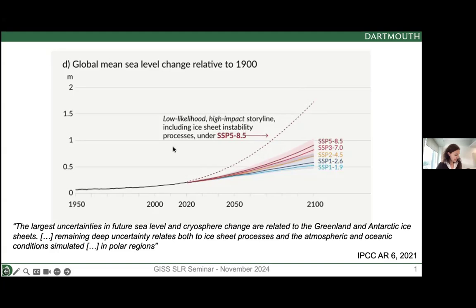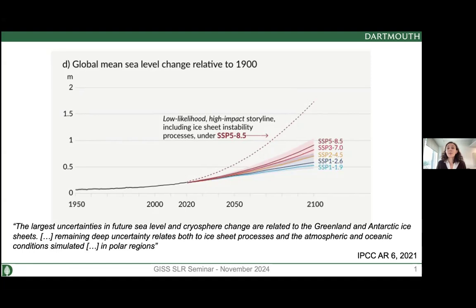And so the IPCC report concluded that the largest uncertainties in future sea level and cryosphere change are related to the Greenland and Antarctic ice sheets, and that remaining deep uncertainty relates both to ice sheet processes and the atmospheric and oceanic conditions simulated in polar regions. So that's what I'm going to talk about today, the ice sheet component of sea level change.